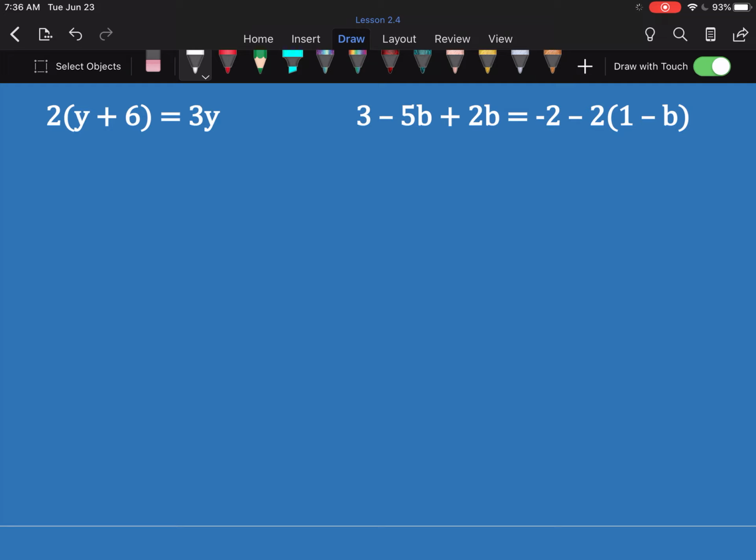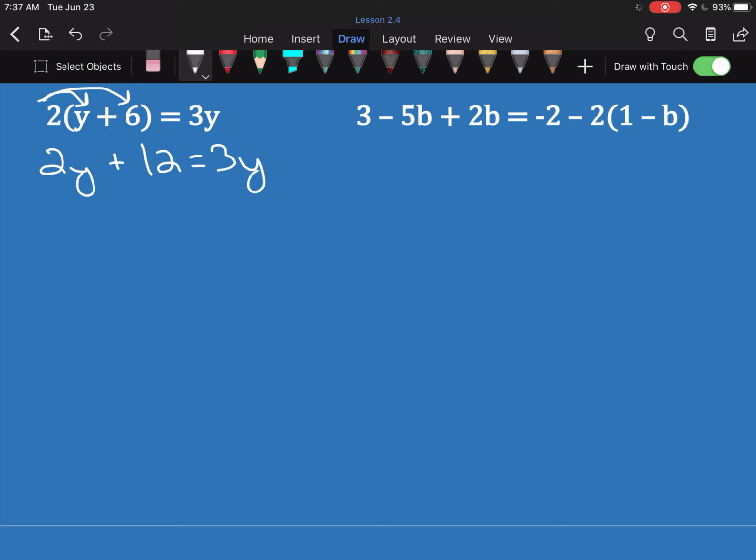Next up, distribution. Anytime there's an operation in parentheses, so y plus 6, that's an operation. That is y plus 6. We must distribute the number outside. We have to take this 2 and multiply it to both the y and the 6. 2 times y is 2y. 2 times 6 is 12. And that's that.